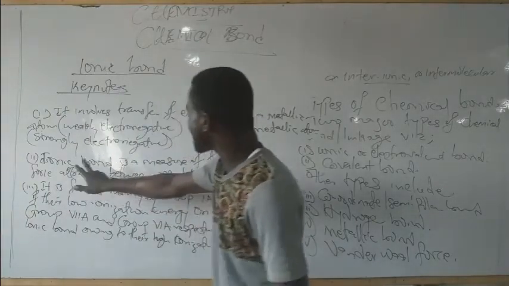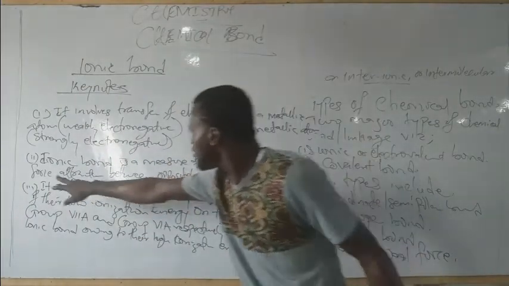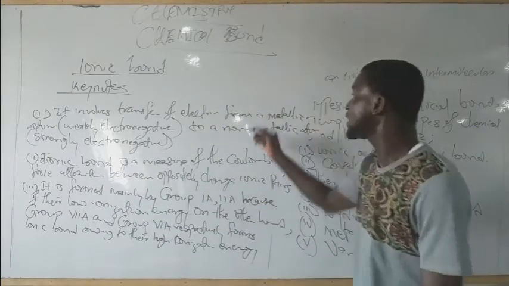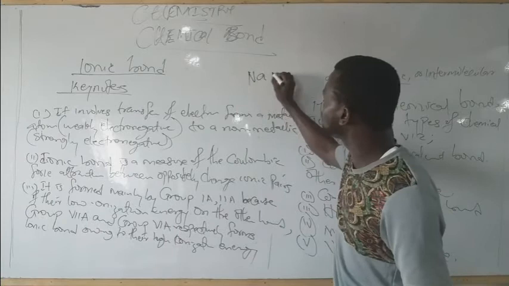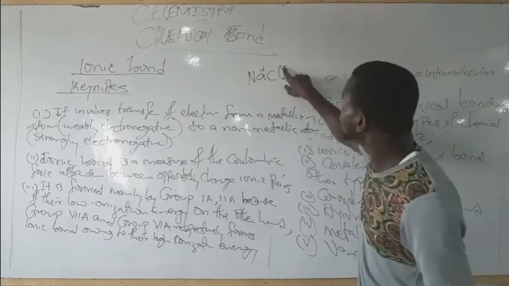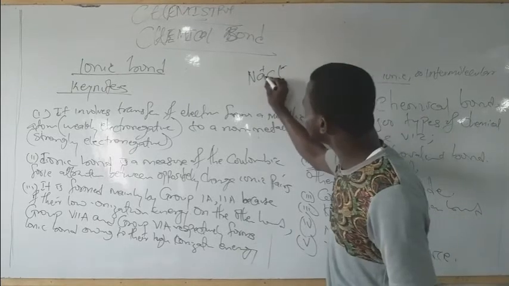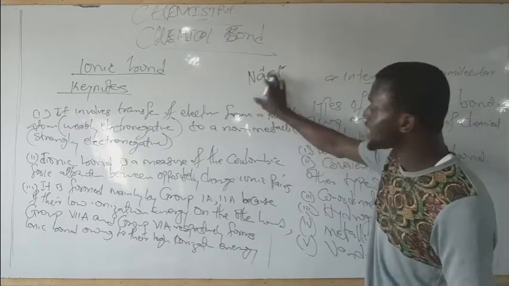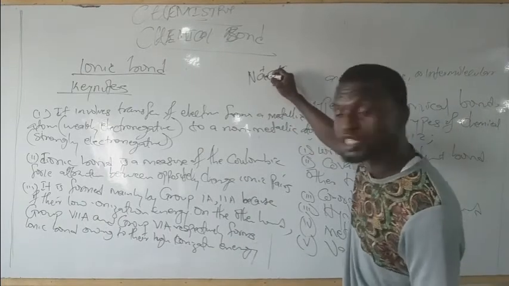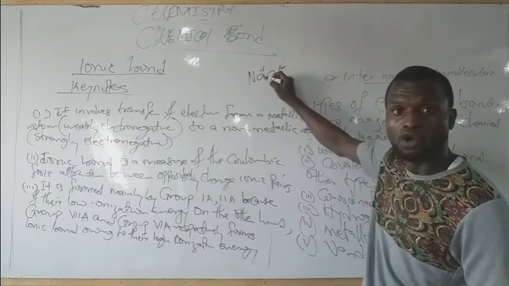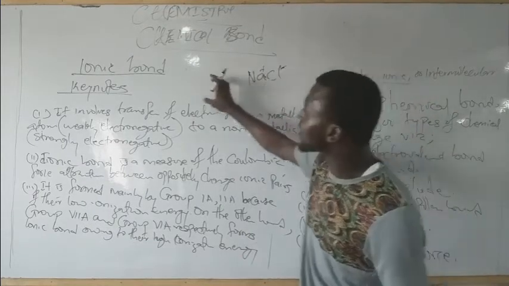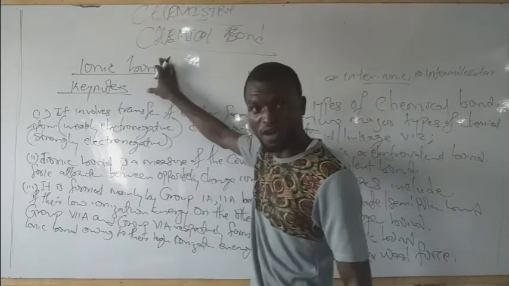Now, the other one says ionic bond is a measure of the Coulombic force of attraction between oppositely charged ionic pairs. One mistake students will make is to say that ionic bond is simply a connection between the sodium ion and the chloride ion. No, it is just the attractive force. They are never associated. What keeps them together is just the attractive force between them, if you apply Coulomb's law. So this attractive force amounts to the ionic bond or electrovalent bond.